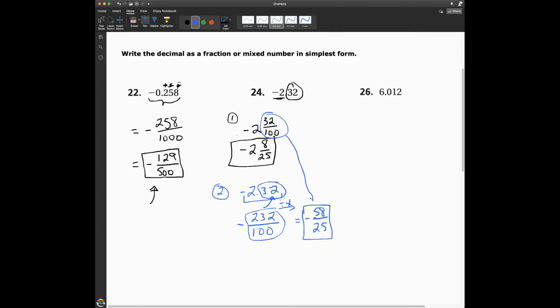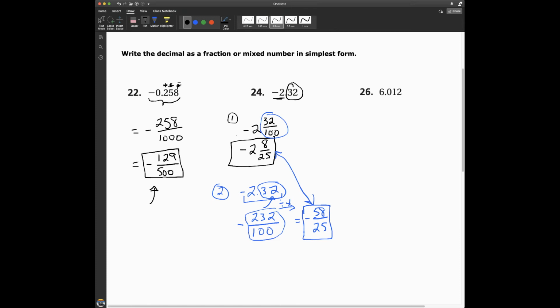So these two are the same. Sorry, I drew my arrow pointing to the wrong two numbers. I wanted to say these two are the same. All right, and you could leave your answer as an improper fraction. I'm good with that, or you can write it as a mixed number. Either way, I'm happy either way.